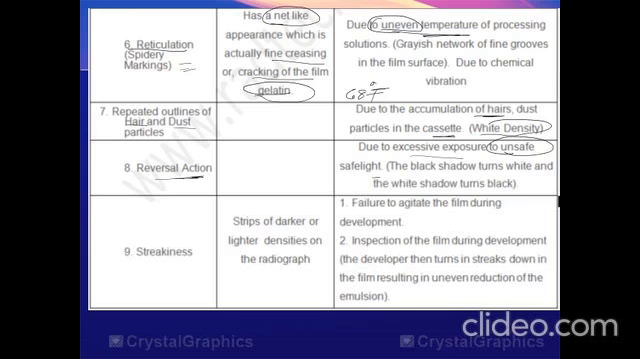So, ibig sabihin, yung safe light mo is higher than the recommended wattage. So, the black shadow turns white and then the white appears black. Next is streakiness. So, strips of darker or pwede ding lighter densities. So, causes failure to agitate.